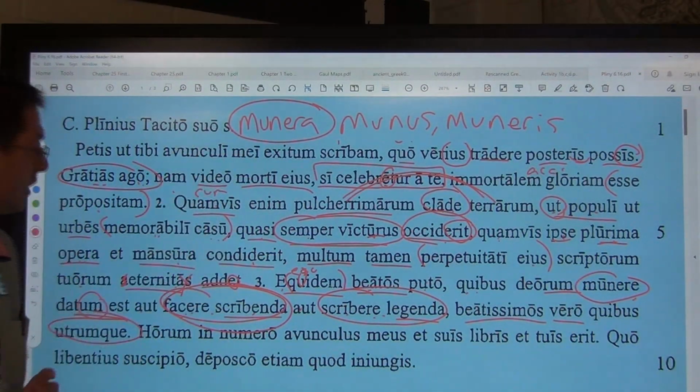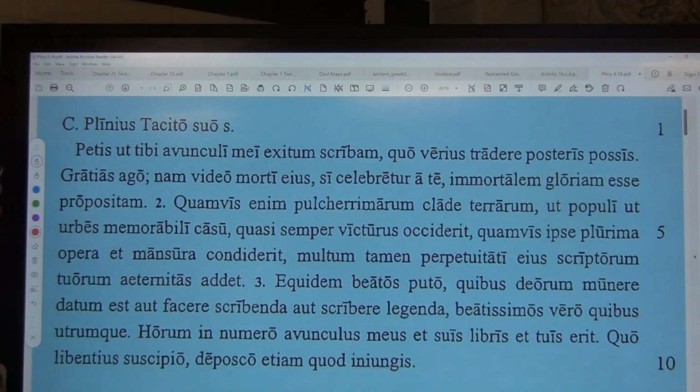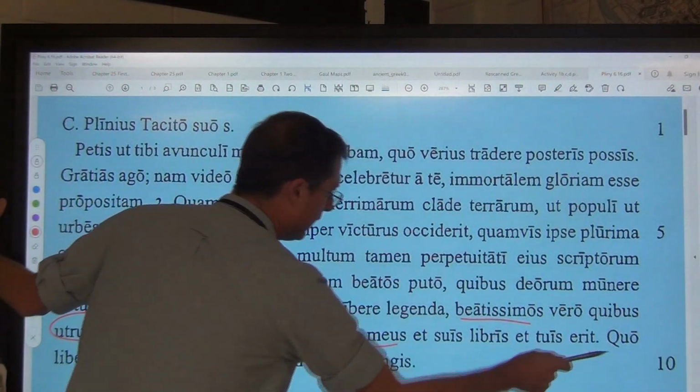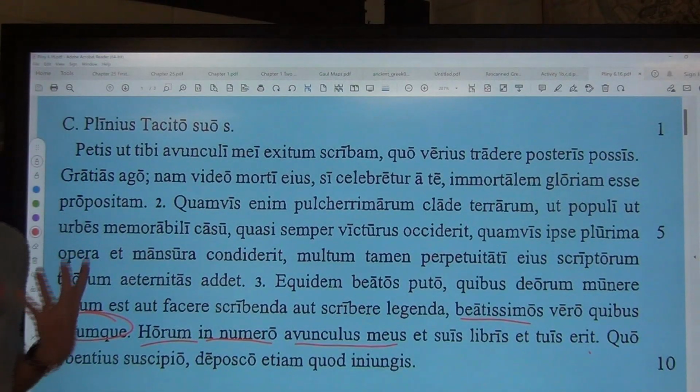And that is his uncle. And that's what he says immediately thereafter. In the number of these guys, i.e. those that can do both, the most blessed ones, my uncle will be. In other words, will be considered, will be that kind of guy, both a doer and a writer.